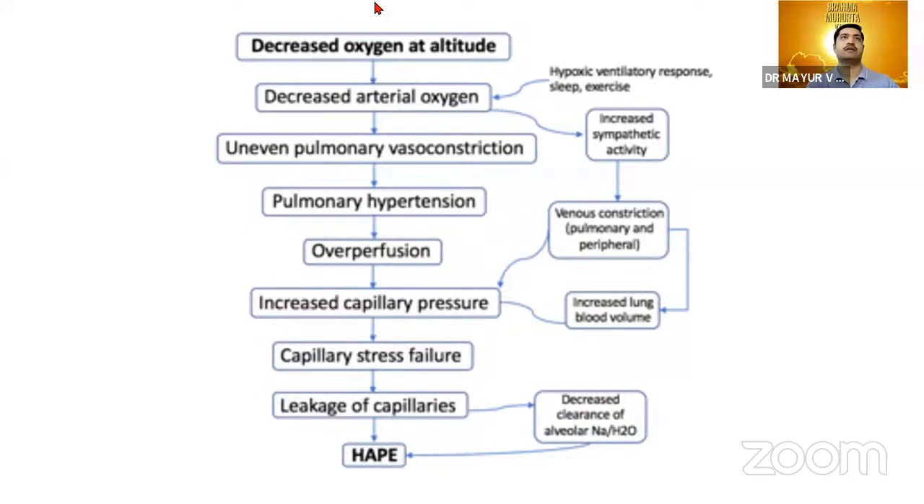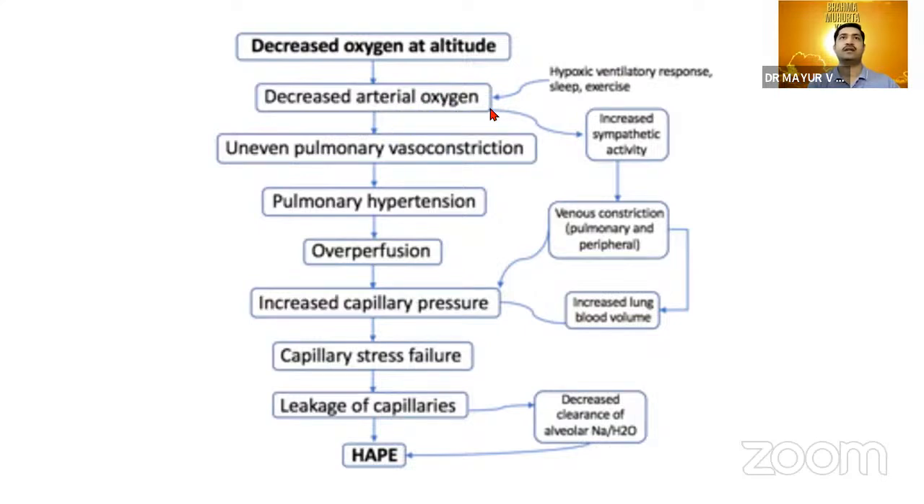Okay, fine. So you can see here decreased oxygen at high altitude. High altitude means definitely there is going to be a decrease in the oxygen. Now because of that, what happens? Please keep yourselves muted. Now because of that, what will happen? There will be decreased arterial oxygen.